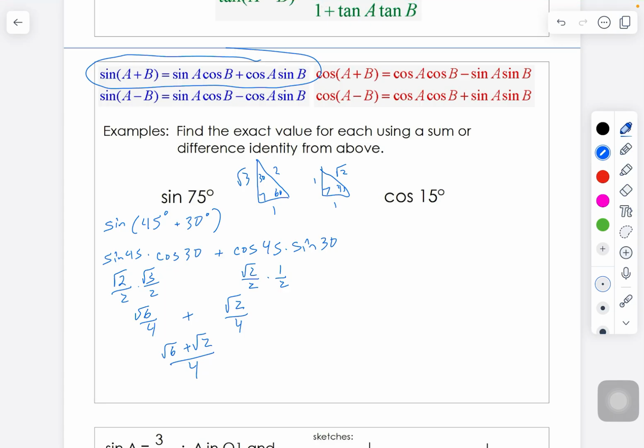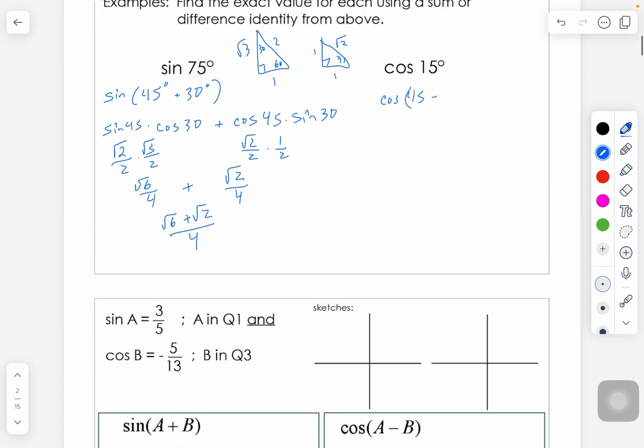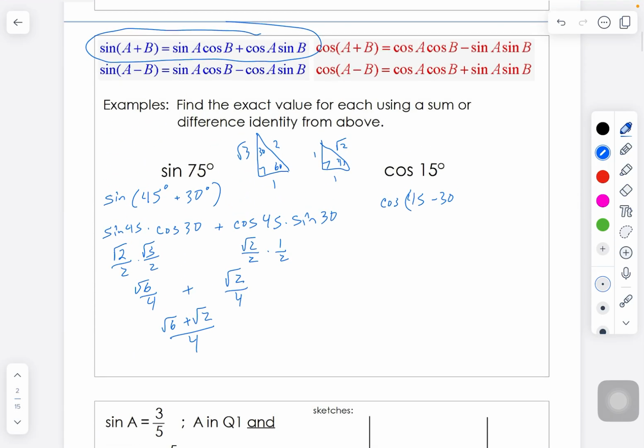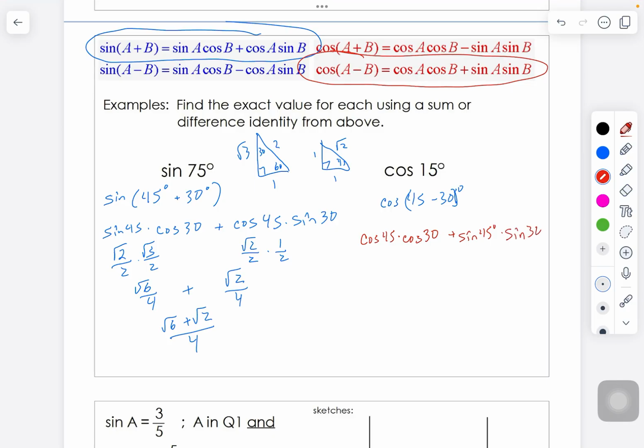Now, the cosine of 15. 15 I'm not going to get with addition, so I might do a little subtraction. In fact, I'm going to change this to the cosine of 45 minus 30, and that will give me 15. So here, maybe I'll do that one in red. And since I'm doing cosine, doing subtraction, I'm going to grab this guy right here. So it's going to be the cosine of 45 degrees times the cosine of 30 degrees plus the sine of 45 degrees times the sine of 30 degrees.